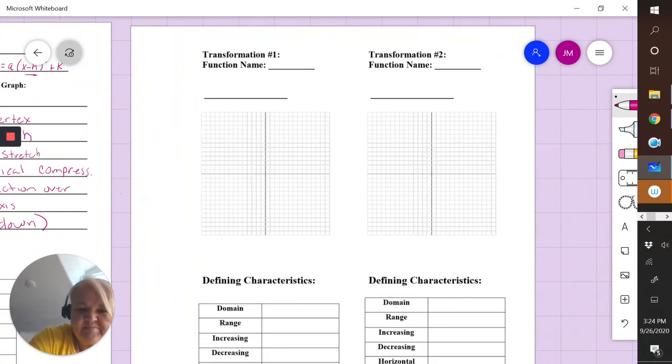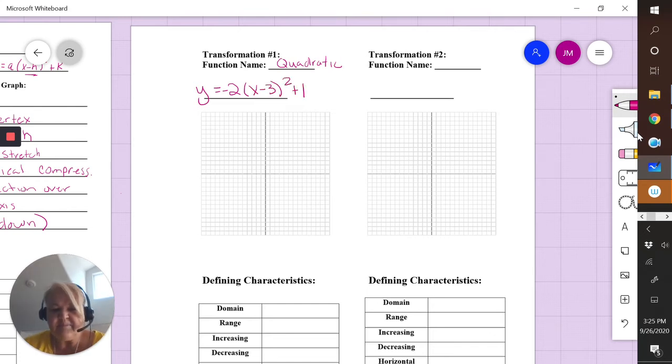Okay, it's still going to be a quadratic, but we're going to apply some transformation. So this is going to be very familiar to you guys from absolute values. So y equals negative 2 (x minus 3) squared plus 1. So let's talk about these transformations. You know these transformations, okay?